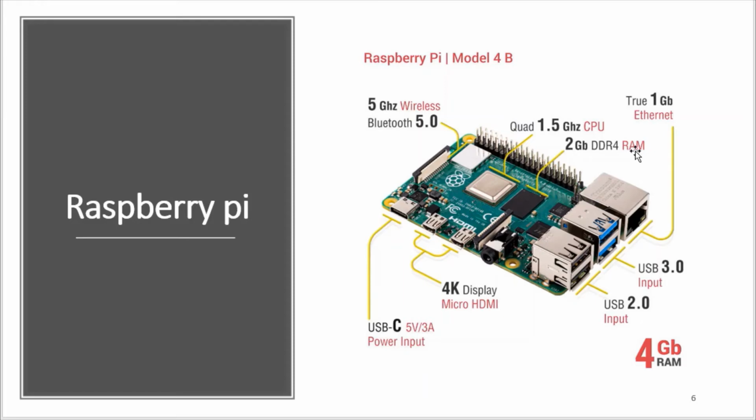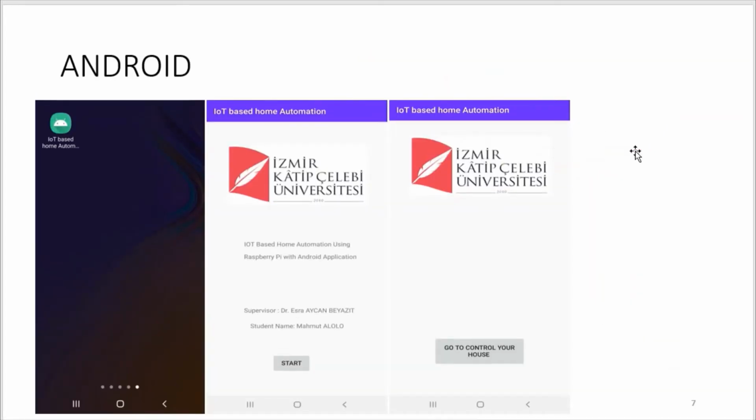Let's continue with the Android application. I designed the interface using Android Studio and tested it on my own mobile. After the download, we can see the application here. If we open it, we can see the first picture, which is the main screen of the Android application. We should start by touching the start button.